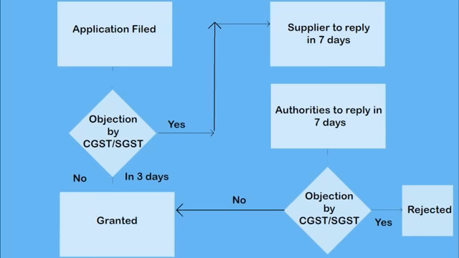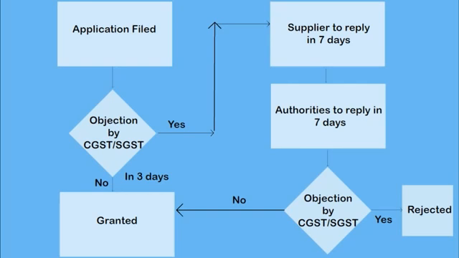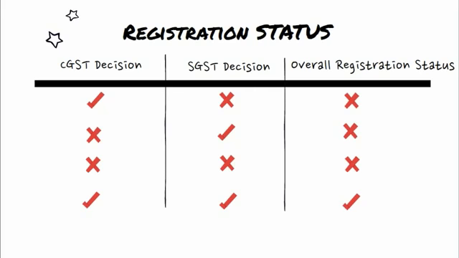If they have an objection, it will be communicated to the supplier and he then has 7 days to reply. Once he replies, the authorities then have 7 more days to take a decision. If any of the authorities still have an objection, they could refuse to grant the registration, but only after giving due opportunity to the supplier to present his side of the case. Cancellation by one authority is deemed to be cancellation by the other. That is, if CGST authorities accept a registration, but let's say SGST authorities reject the registration, then the whole registration is deemed cancelled in toto.